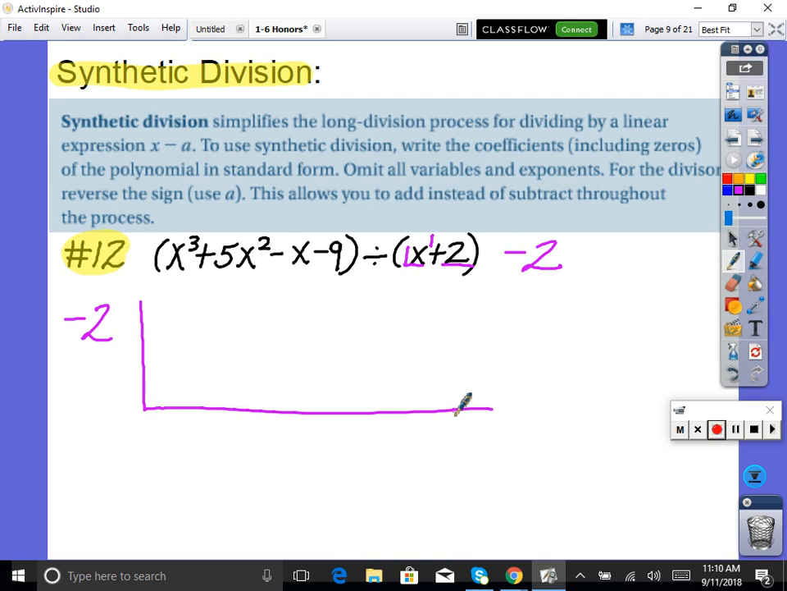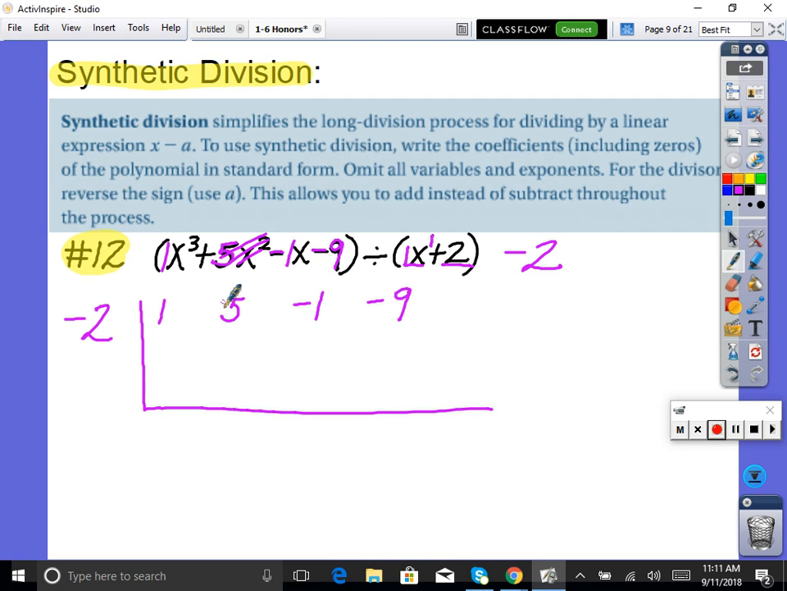Then what's interesting is with synthetic division, we don't actually use the variables, we just use the coefficients. So 1, 5, negative 1, and negative 9. So you're going to write those in that order. 1, 5, negative 1, negative 9. Now here's one more rule. If you're missing something in here, like let's pretend there was no 5x squared, you have to put a 0 right here. That's really important to remember.